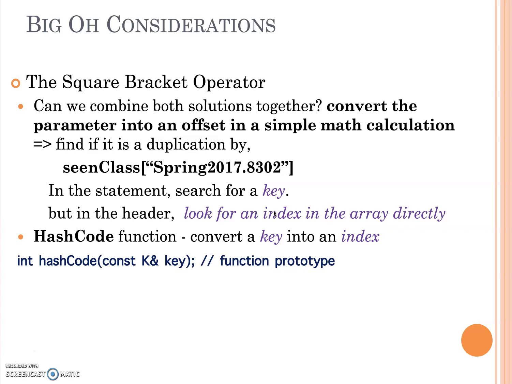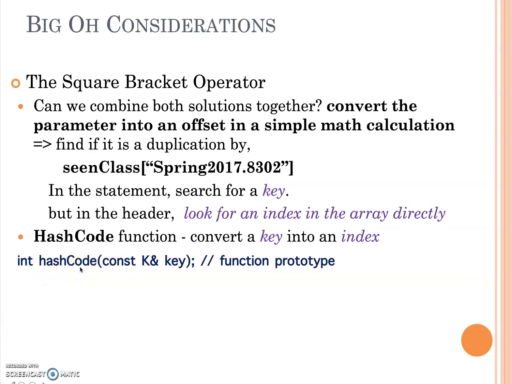Before we can implement our hash map, we need to have a hash function concept. So what is the hash function? The hashCode function converts a key into an index. Once our key can convert to the index in our header, my runtime for searching for that will be 1. That's why before we implement our hash map, we need to have a hashCode function.